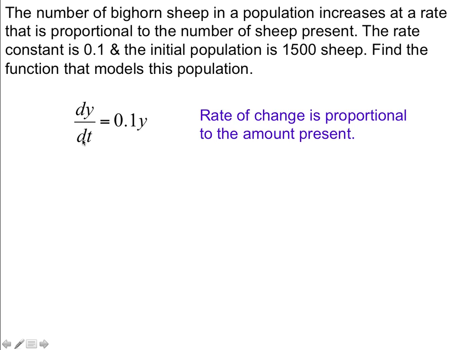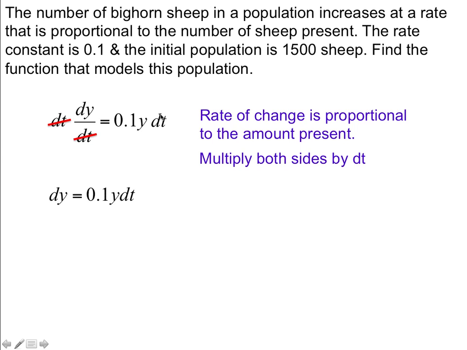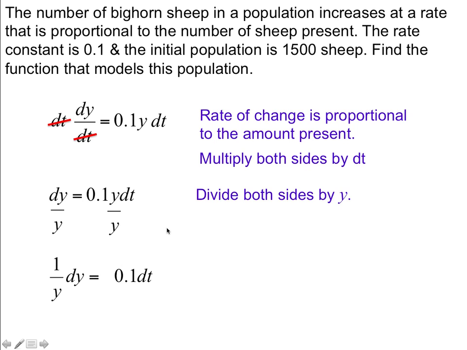This is a dy/dt problem, kind of like a dy/dx, but since we're talking about things that are time dependent, we use the variable t. The first thing we're going to do is multiply both sides by dt. It's going to cancel out over here, and we're going to have our differential dt over here. Now we need to get this y over here, so we're going to divide both sides by y. It's going to cancel here, and we're going to have 1 over y times dy, and this will be 0.1 times dt. And these y's cancel.